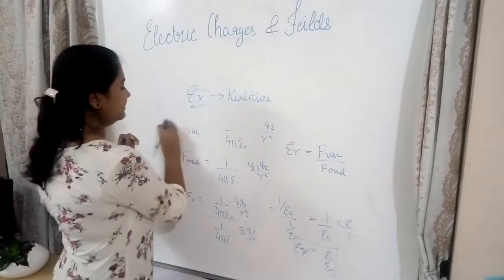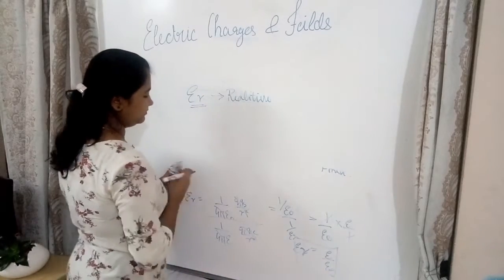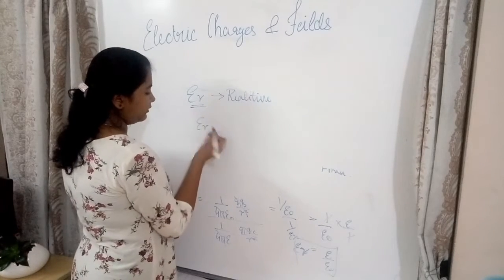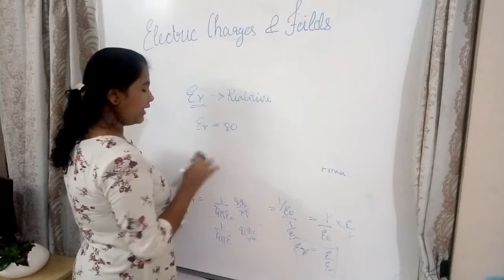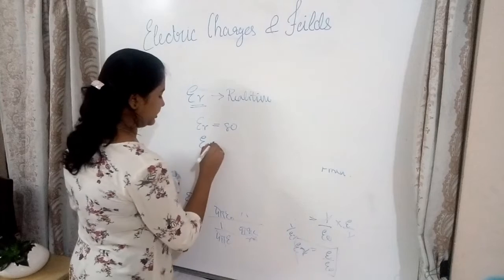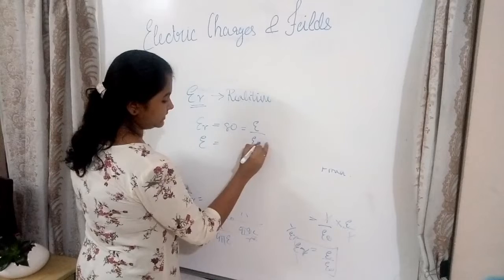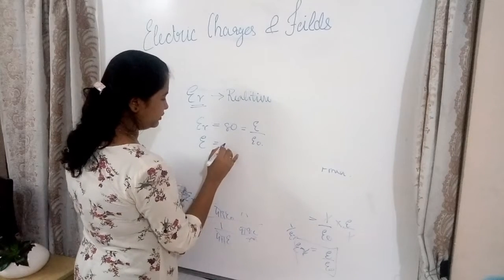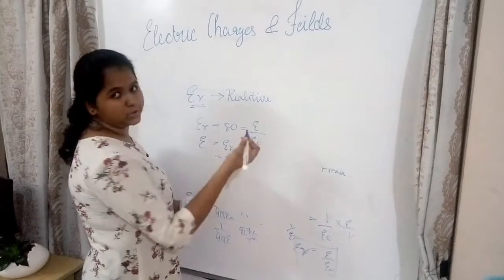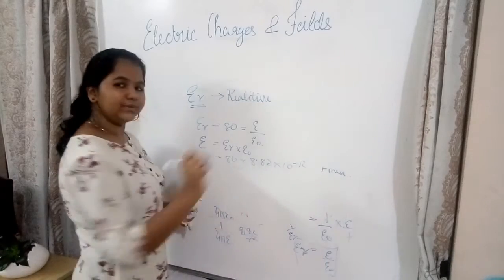Now, if it's given, the relative permittivity of water is equal to 80. How will you find out the epsilon? It is very simple. Epsilon R is equal to epsilon divided by epsilon 0. So, epsilon is equal to epsilon R into epsilon 0. Epsilon R, we know it's 80. Epsilon 0's value is 8.85 into 10 raised to minus 12. Then it's easier to calculate.